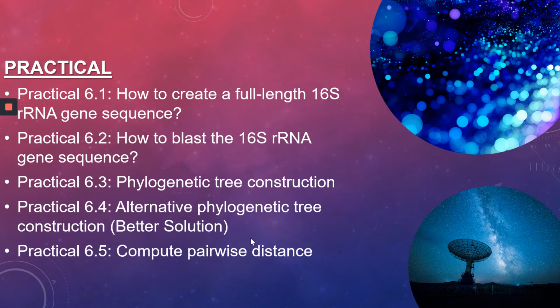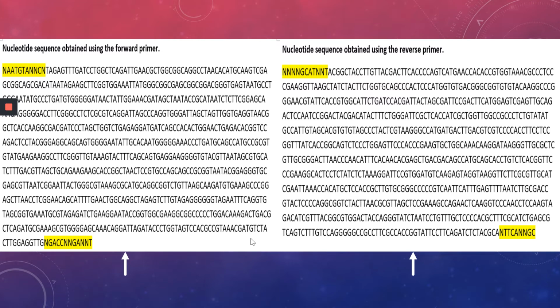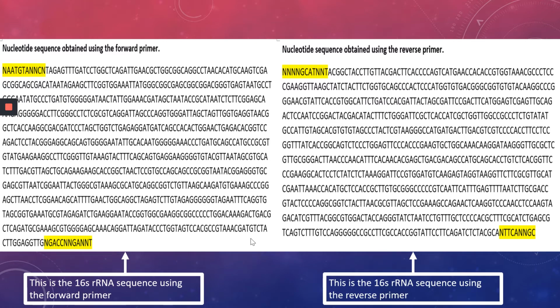In this practical 6 of phylogenetic tree, I will cover 5 subtopics from practical 6.1 until practical 6.5. I will explain these practicals step by step and in detail. Practical 6.1: how to create a full-length 16S rRNA gene sequence. These are the nucleotide sequences of 16S rRNA using the forward primer and using the reverse primer.